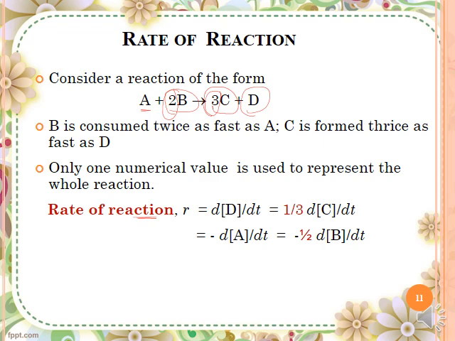Because D and C are products, it's a positive value. C is 3 mole, so write the fraction 1 over 3. B is the reactant, so it's a negative value, and because stoichiometrically it's 2 here, it becomes the fraction negative half.